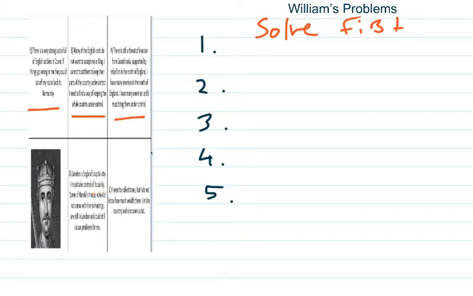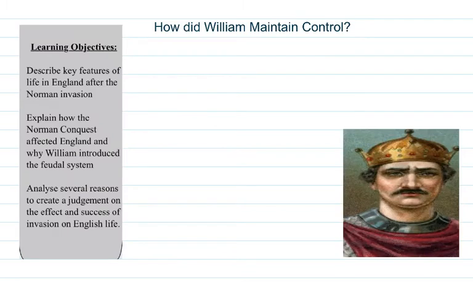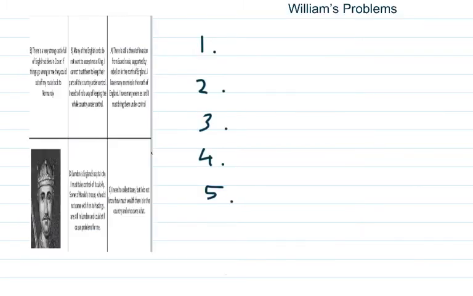So pause the video, rank them A, B, C, D, and E in 1, 2, 3, 4, 5. And I'd like you to just make a quick subtitle of William's problems. Your title for this lesson is How Did William Maintain Control? And I just want you to rank William's problems. So pause the video, do that now, and then we'll go through the answers.